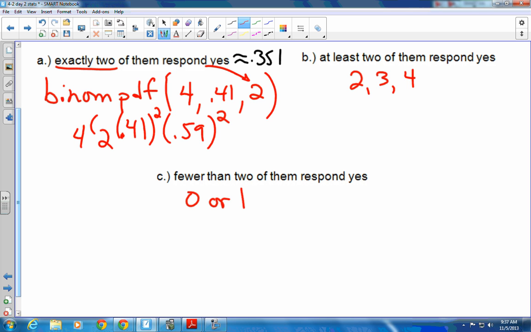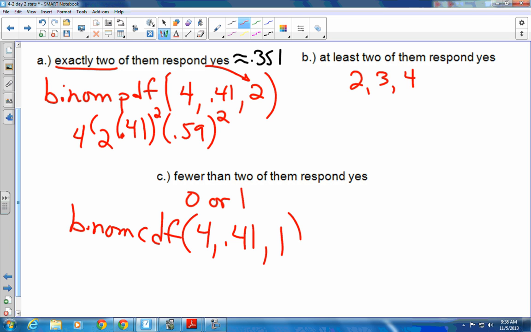So of these 2 problems, which one should we probably do first? Which one's the calculator going to be more helpful on? Actually C, because what we're going to do is put binomial CDF. We're going to put 4. We're going to put 0.41. Now, how far do I actually want it to add up? I want it to do 0, and I want it to do 1. Do I want it to do 2? No. So what should I put in here if I tell it when to stop? 1. Okay. That will put basically 0 and 1 together for me.